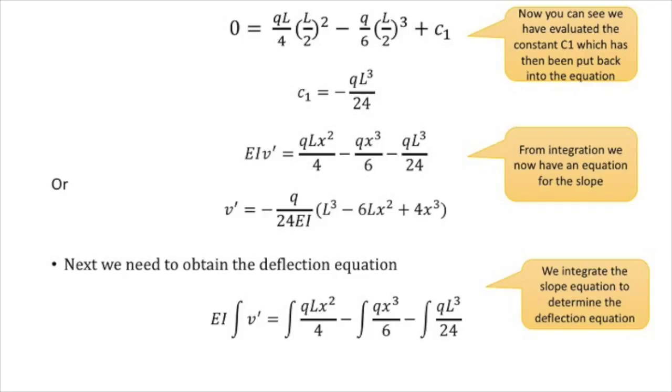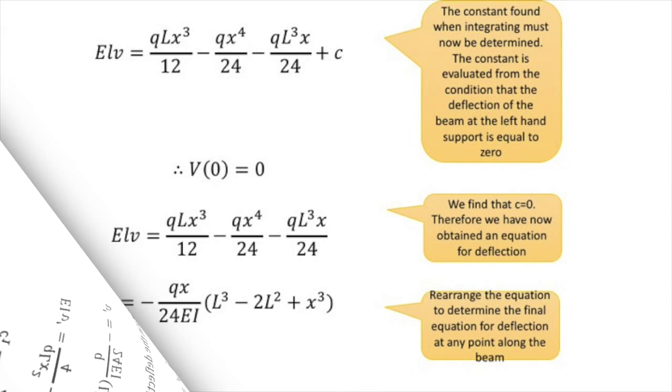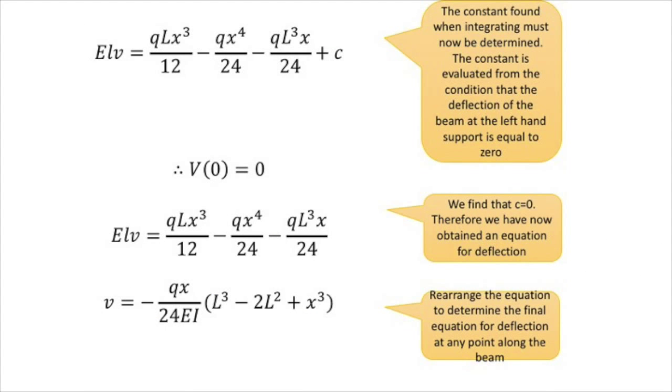Finally, we must integrate the equation again to determine the deflection equation. From integrating both sides, you can now see we have obtained the equation EIv equals qLx³/12 minus qx⁴/24 minus qL³x/24 plus c. The constant of integration c may be evaluated from the condition that the deflection of the beam at the left-hand support is equal to 0. That is, v equals 0 when x equals 0. We can therefore determine that c equals 0.